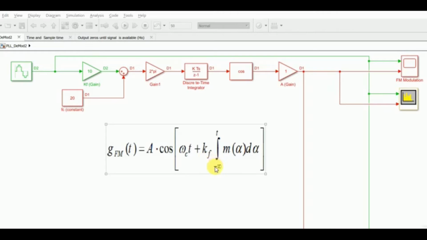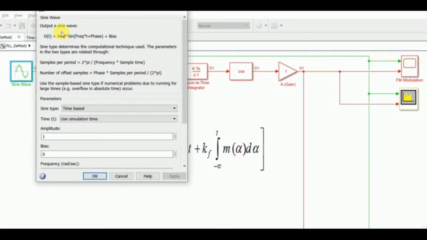and integration of m of alpha, which is basically in our case this signal m of t. So it's integrating from minus infinity to t, and then our argument of the cos function is closing. So this whole expression is basically implemented over here in the Simulink. Starting with the message signal, I have considered a simple sinusoid. This is a sine function.